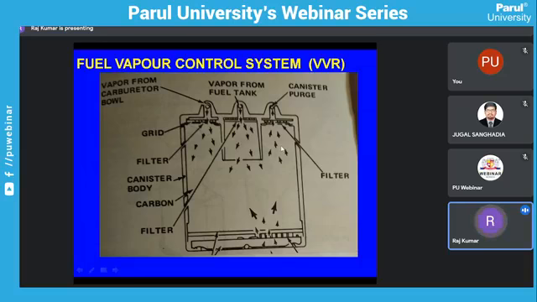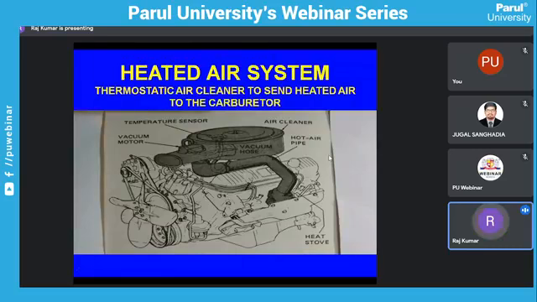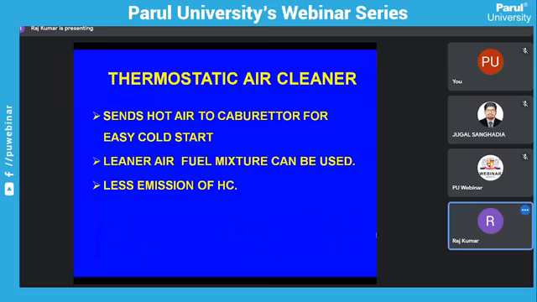This is a heated air system, where a heating device is installed in the air cleaner, so the air is heated. When the air is heated, the combustion mixture is heated and it will burn completely. For the cold starting device, it is very important when we are starting our engine in cold. We also call it a thermostatic air cleaner.